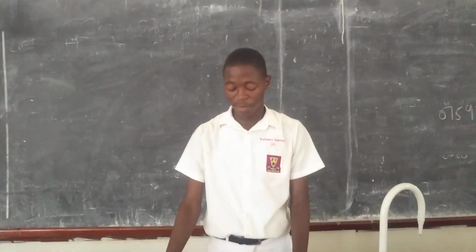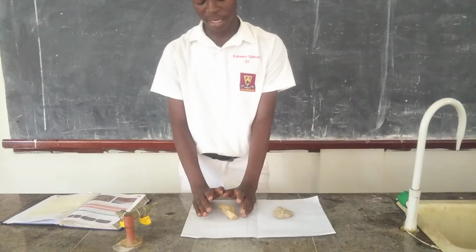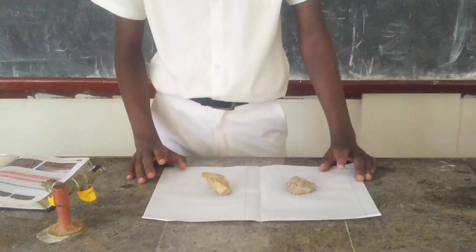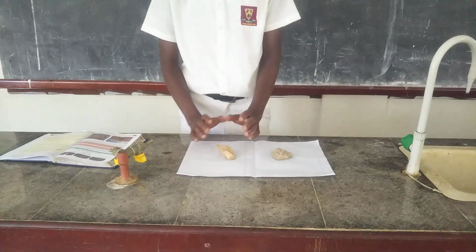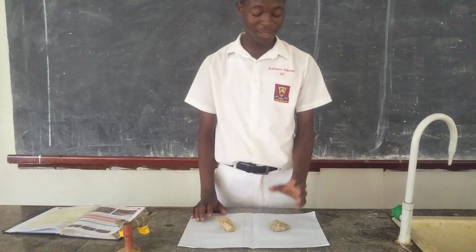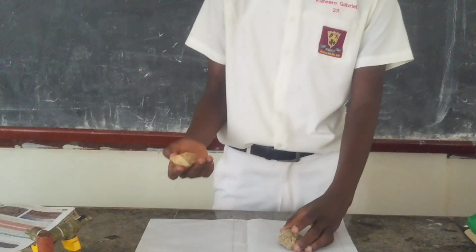So I have two types of stones here. I have this stone on the left side and another stone on the right side. If you look closely, these stones are different in nature. The first stone is fixed like that, but it's not as hard. And you can see this stone is a bit heavier than the other one.